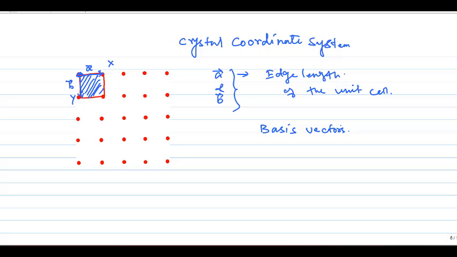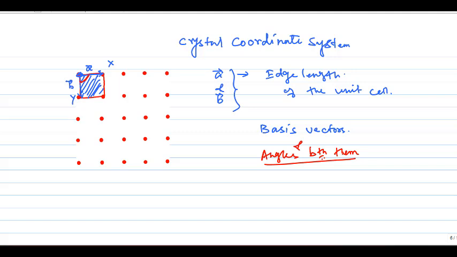Okay. In the 3D space, you will have these three vectors A, B, and C as part of this crystal coordinate system. Okay. And then you would also have the interaxial angles between these vectors. So we need to consider that also. So put together these two, that is the edge length of the basis vectors and the angles between them, will define the shape of the unit cell.